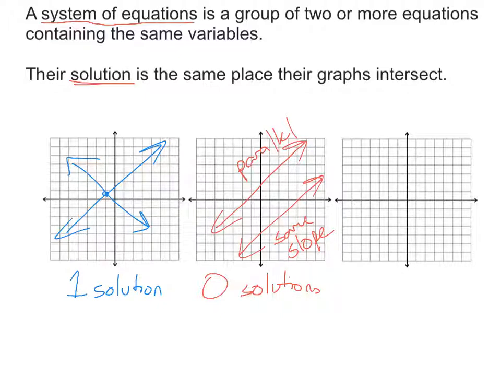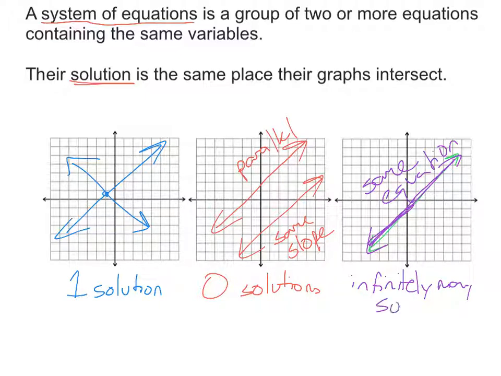Okay, and then your other option here is if you have one line drawn in, and then the other line sits right on top. So these are the same equation. They're two different equations, I guess, but the graph is the same. So this is what it looks like when there are infinitely many solutions.